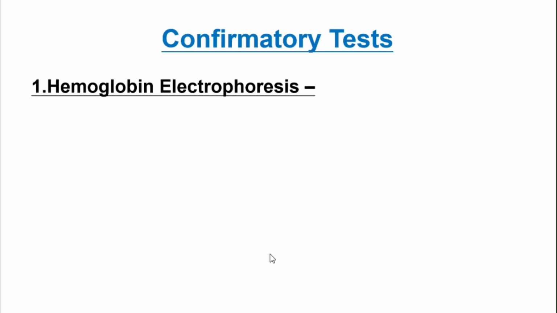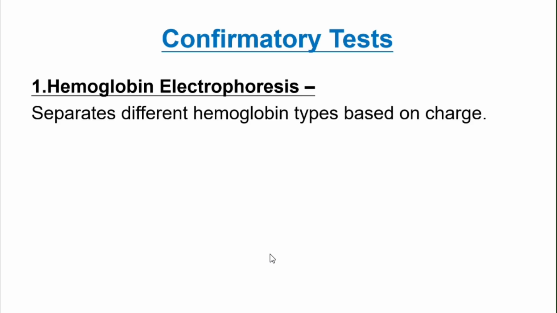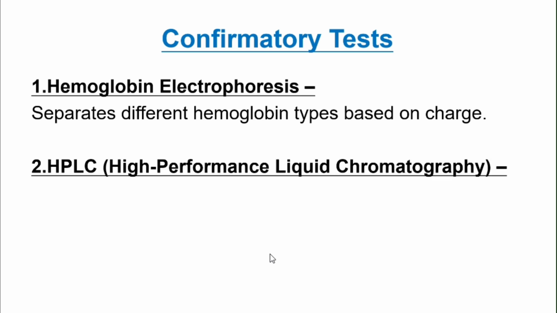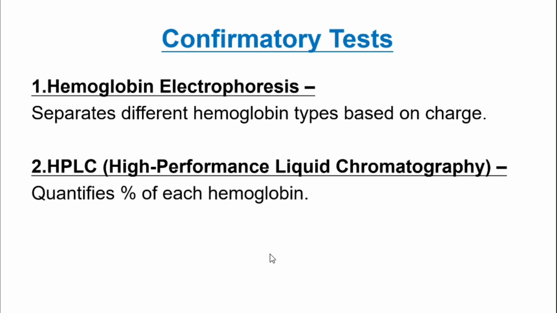Then we'll go with the confirmatory tests. Firstly, we'll do hemoglobin electrophoresis, which separates different hemoglobin types based on their charge. And secondly, we'll do HPLC, which is high performance liquid chromatography, which helps in quantifying the percentage of each hemoglobin in the sample. Next, we'll come to the clinical importance.